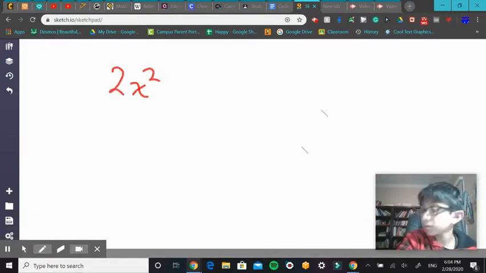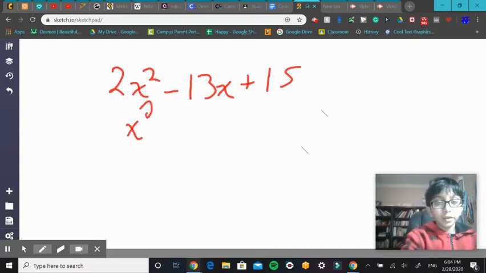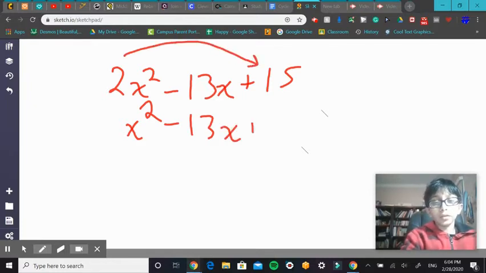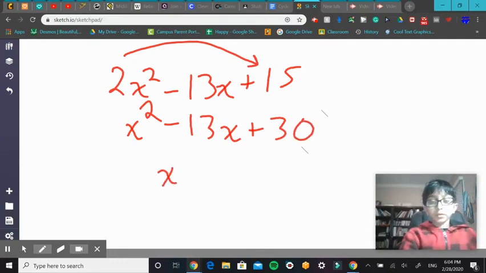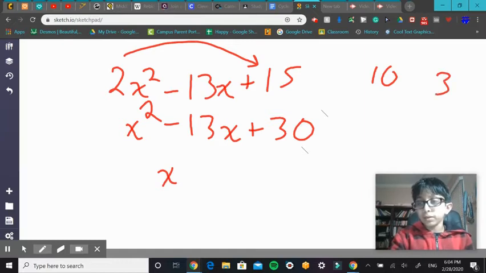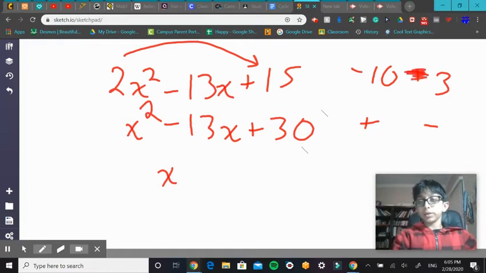2x squared minus 13x plus 15. Okay, step 1, multiply a by c. x squared minus 13x, and then 2 by 15 is 30. Boom. Second step, factor it. Let's look at the factors of 30, 10 and 3. Both of them either have to be both positive or both negative in order to get a positive. 10 plus 3 obviously isn't going to make negative 13, so negative 10 and negative 3 would make negative 13, since two negatives still make that positive.